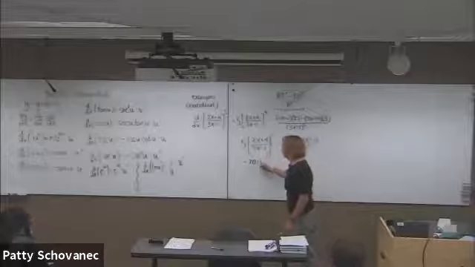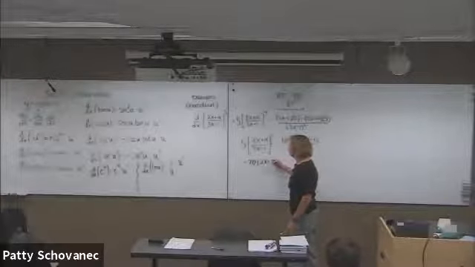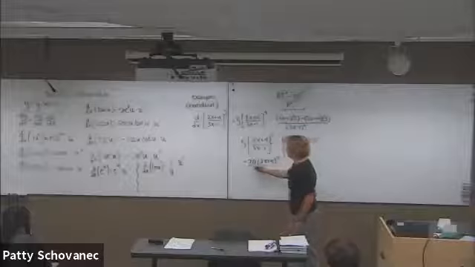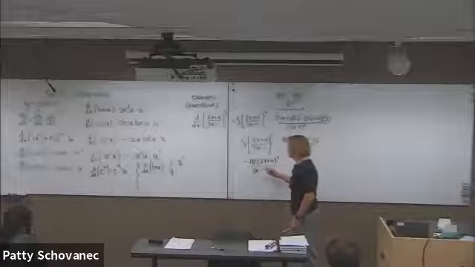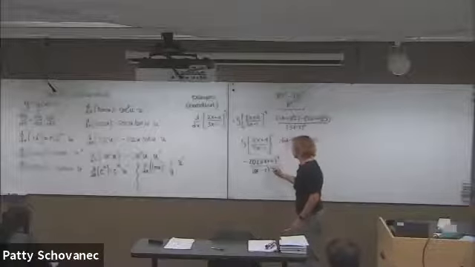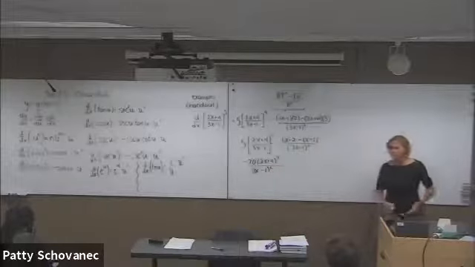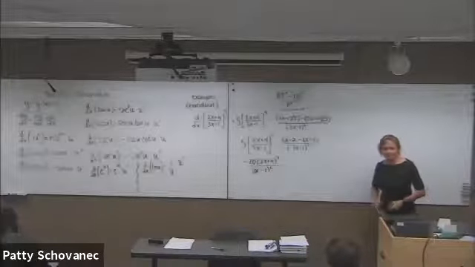Then I'm going to write this like this: 2x plus 4 to the 4th over 3x minus 1 to the 6th. See how I did that? Magic, sorcery.